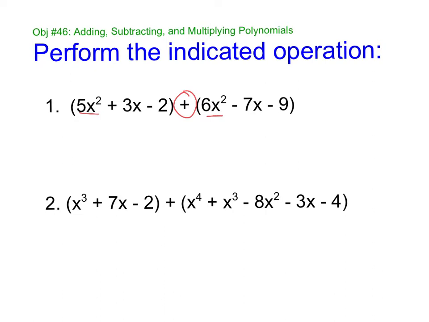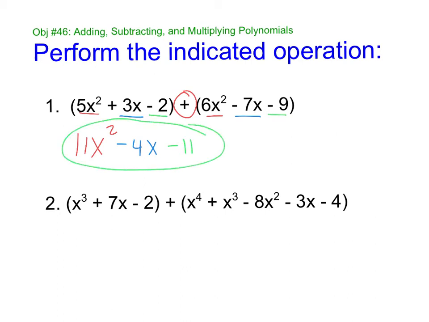So we got the 5x squared. 6x squared gives us 11x squared. And then we have 3x and negative 7x. That gives us negative 4x. Negative 2 and negative 9 gives us negative 11, and that is our answer.